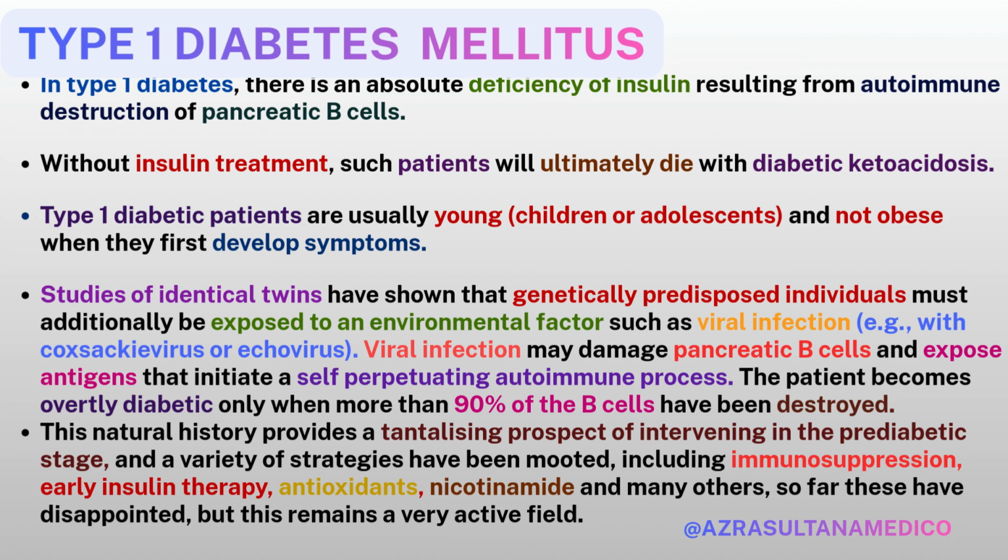Various preventive strategies have been explored, including immunosuppressive therapy, early insulin treatment, antioxidants, and nicotinamide. Although results so far have been disappointing, research in this area remains highly active and promising. Understanding this process helps us appreciate both the seriousness and the complexity of type 1 diabetes.